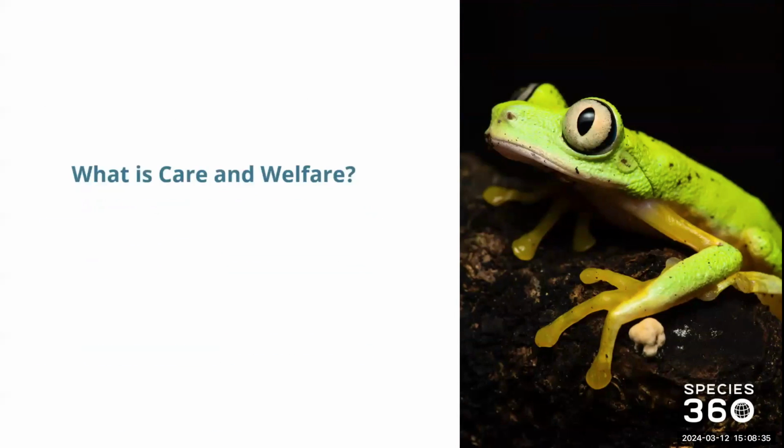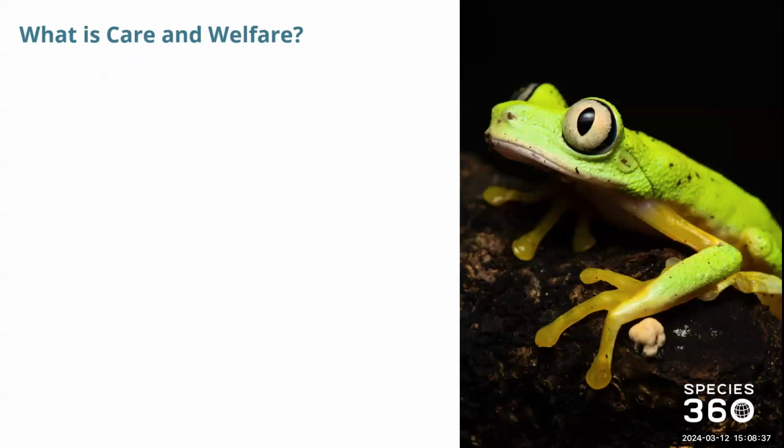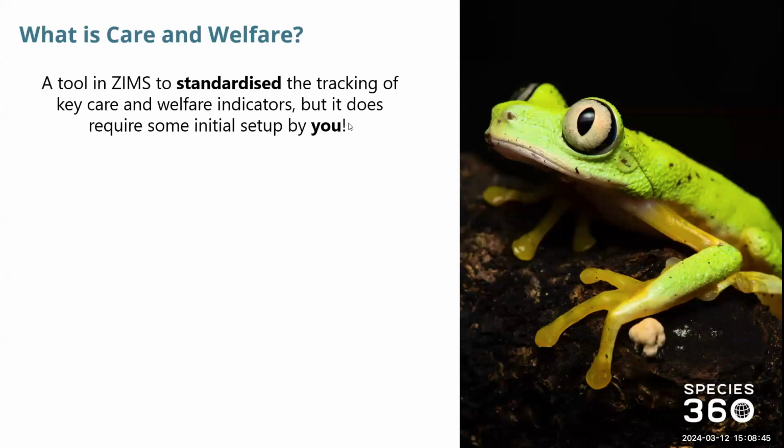So what is care and welfare? Care and welfare is a module in ZIMS that's been around for over 5 years, and its main purpose is to standardize the way you track care and welfare for animals in your collection. But it does require some initial setup by you to get started.